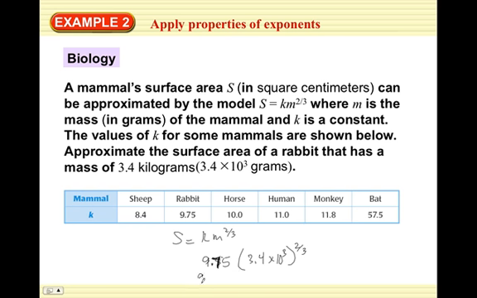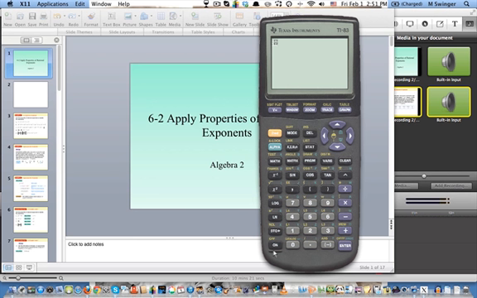So here we go. 9.75 times 3.4 to the 2/3. Just take this to the 2/3 times 10 to the third. Take this guy to the 2/3. All you got to do is basically type this in your calculator, and you got your answer on how much surface area is here. Okay, so let's do that. Okay, so if we type this in our calculator, we can do it a couple ways, but let's type it in like this.